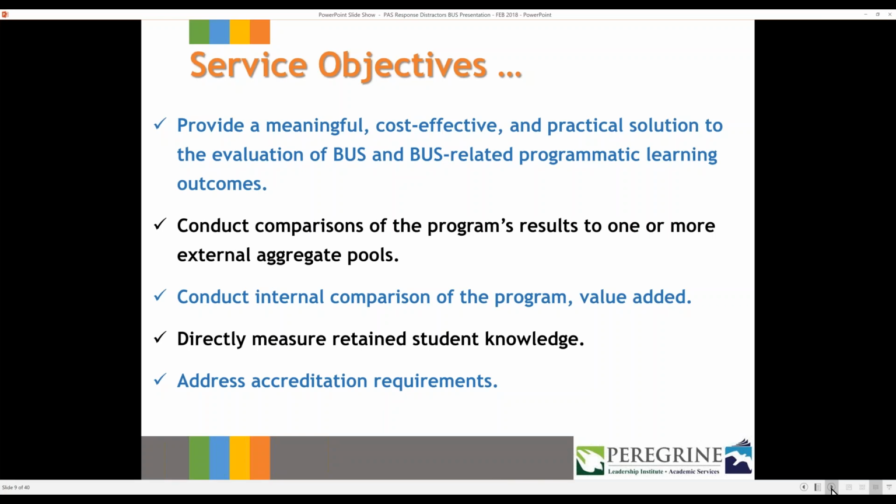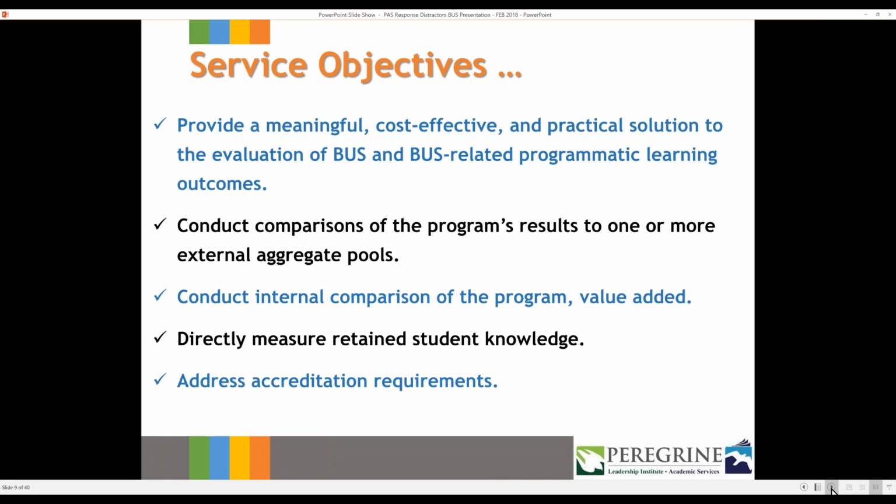Of course, we offer you a program level pre and post test structure, and we call it inbound and outbound testing. So the difference between the inbound and outbound exam results, that's your internal comparison of the program. So that's the direct measure of your student learning and also the value added of your program to the students' knowledge base. And as I mentioned, we measure students' retained knowledge directly.